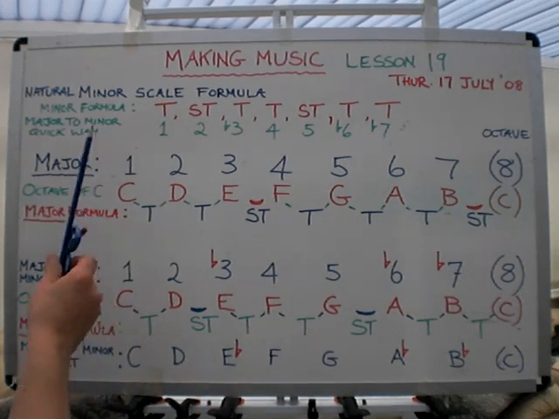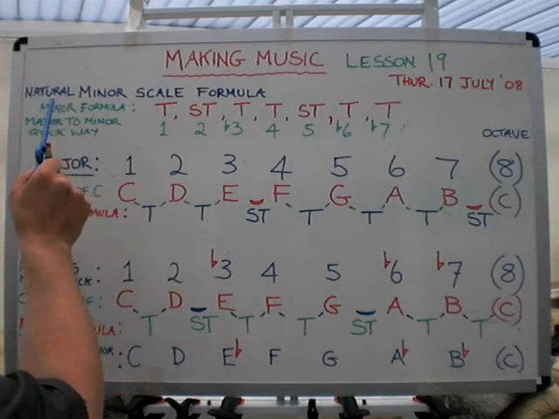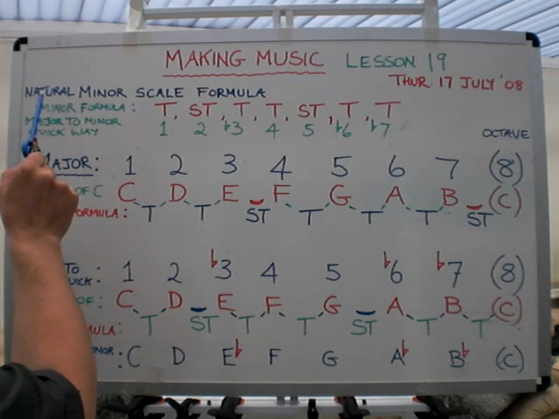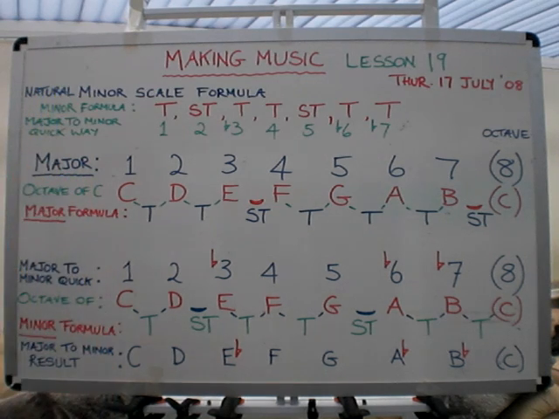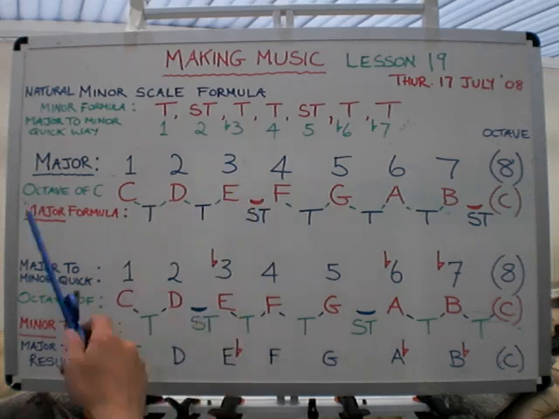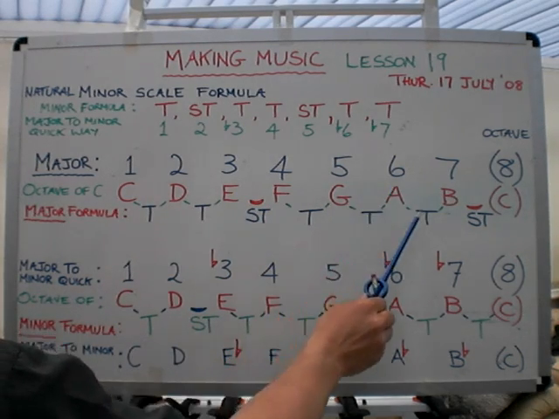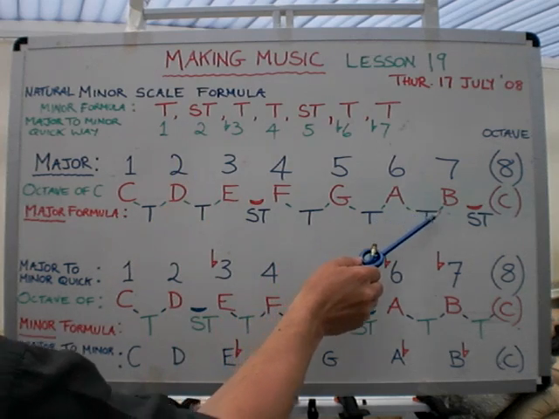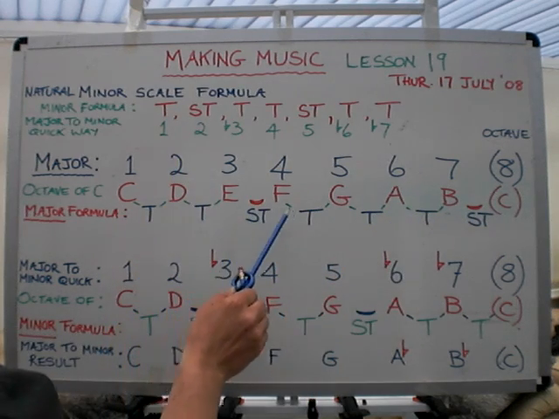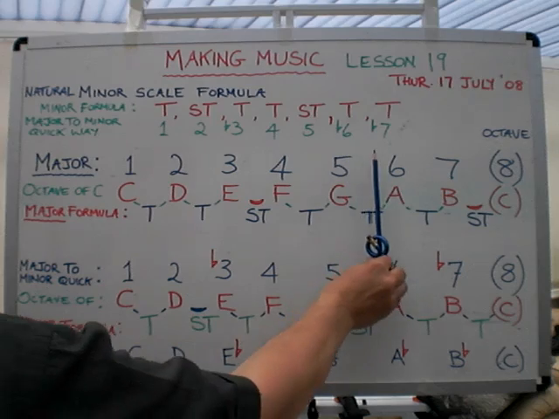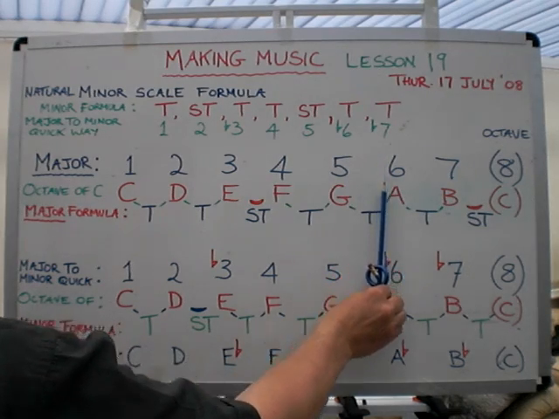Okay, we're going to go into the next lesson and talk about what is a relative minor scale. It's very similar to this, so don't be put off. It's all about where we started from, this sixth position. You know, this tone, semitone, tone, semitone, tone, tone, semitone, tone, tone. It's all about this sixth, starting there.